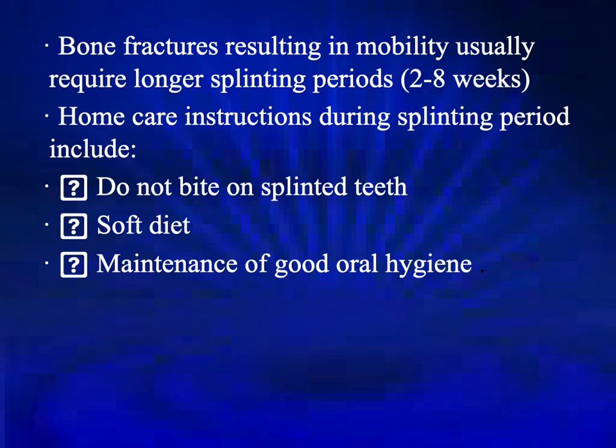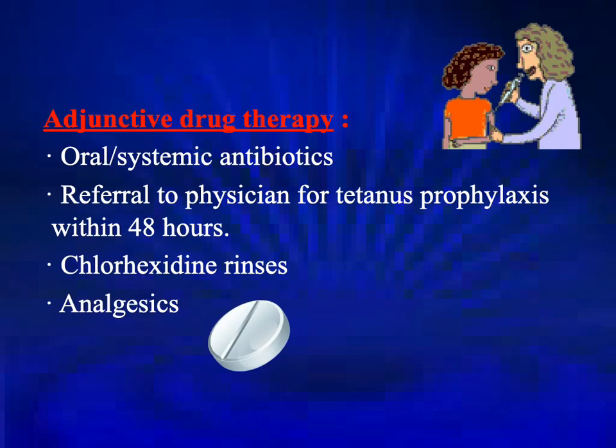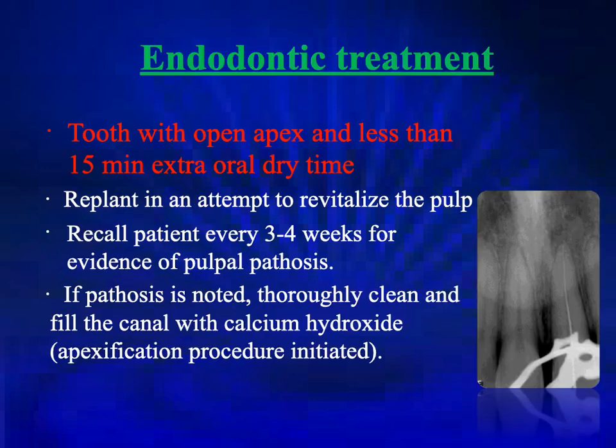Home care instructions during the splinting period include not biting on heavy or hard food substances, maintaining a soft diet and good oral hygiene. The adjunct drug therapy can be oral or systemic antibiotics. Refer to a physician for anti-tetanus prophylaxis within 48 hours, chlorhexidine mouth rinses and analgesics for pain management.